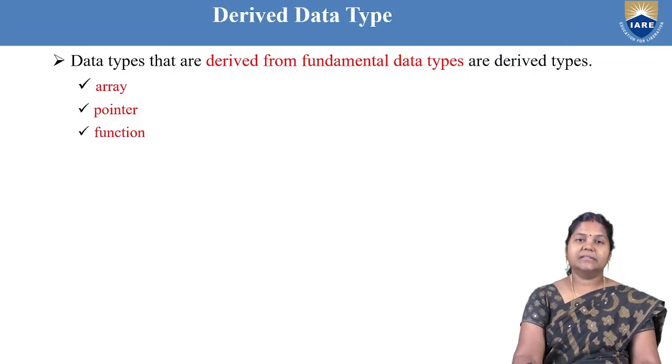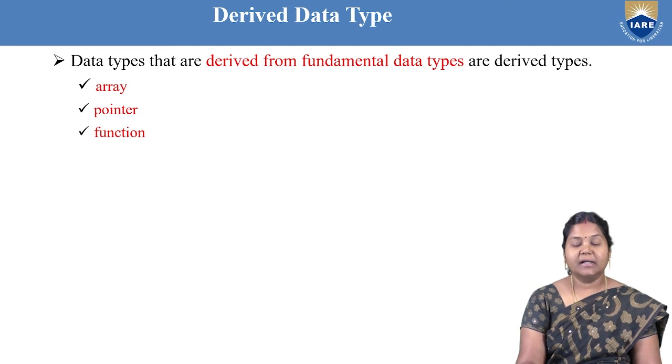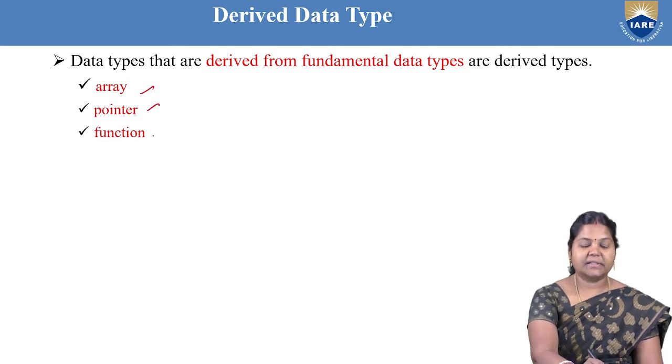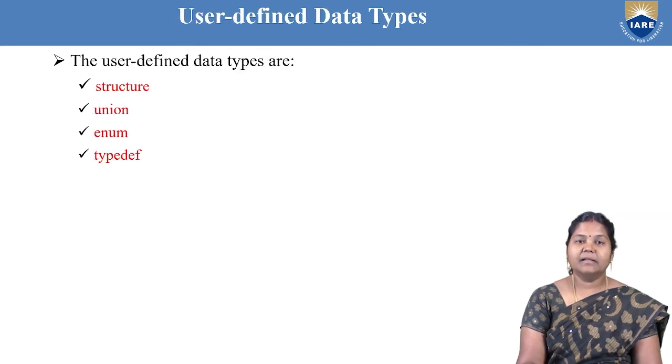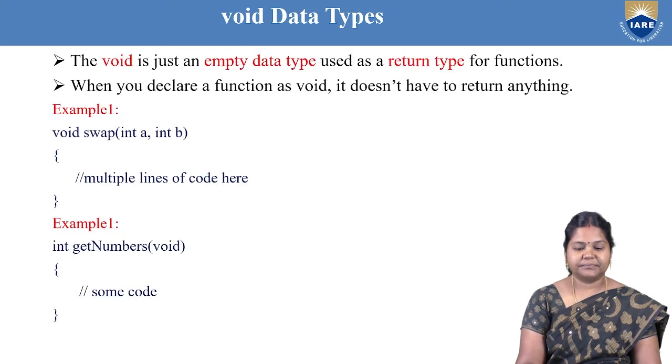Next, after understanding the primitive or basic data types, let us discuss the derived data types. The derived data types are those which are derived from the fundamental data types, and we have arrays, pointers and functions. These are our derived data types. Then coming to user-defined data types, the user-defined data types are structures, unions, enum, typedef, etc.